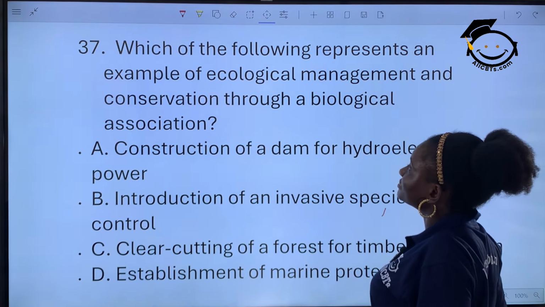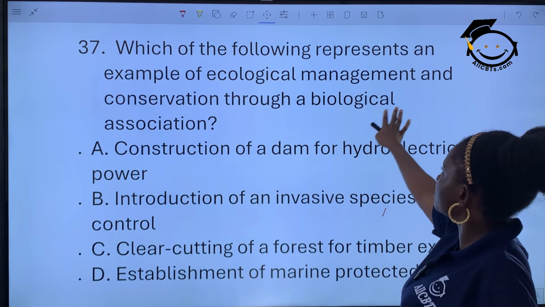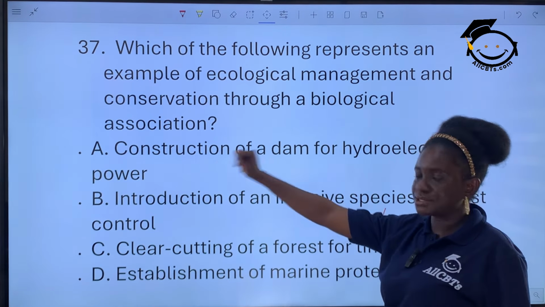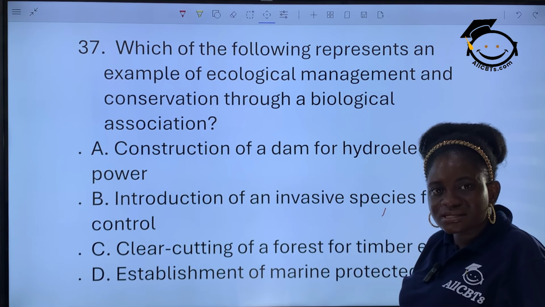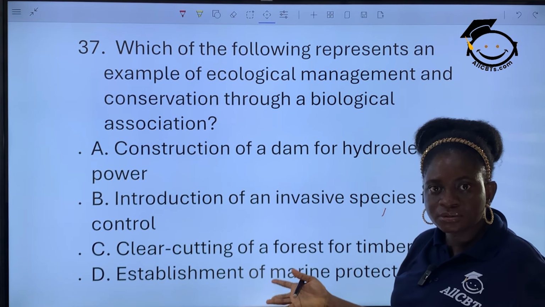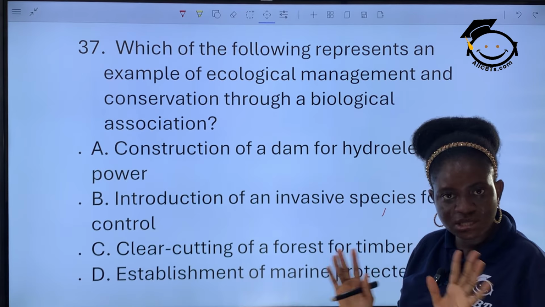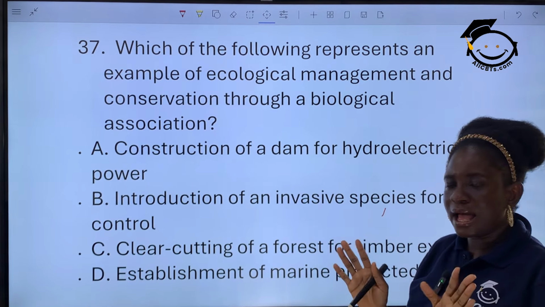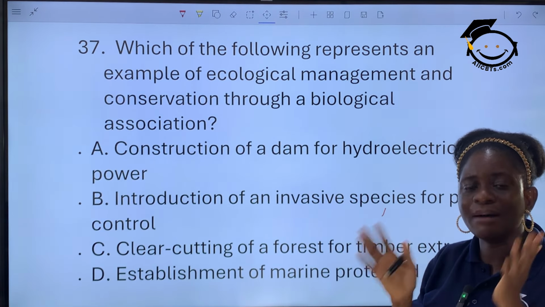Question 37. Which of the following represents an example of ecological management and conservation through a biological association? So this question simply says, which practices do we have to put in place to protect animals, to protect plants? So there's no unnecessary hunting, no cutting down of trees, just to protect the environment and the organism, the animals and plants.